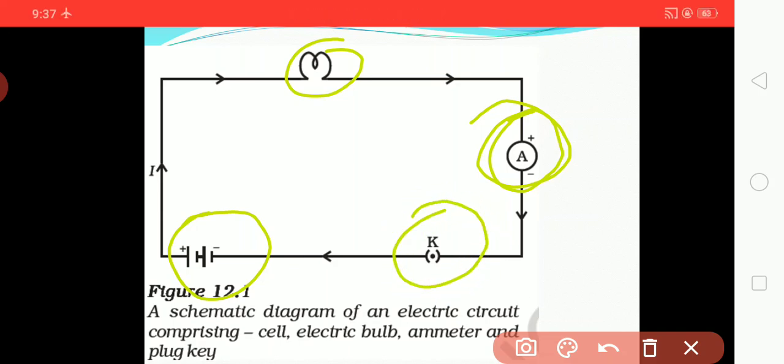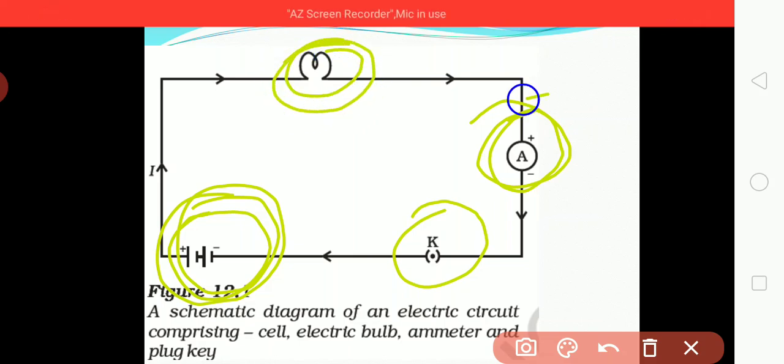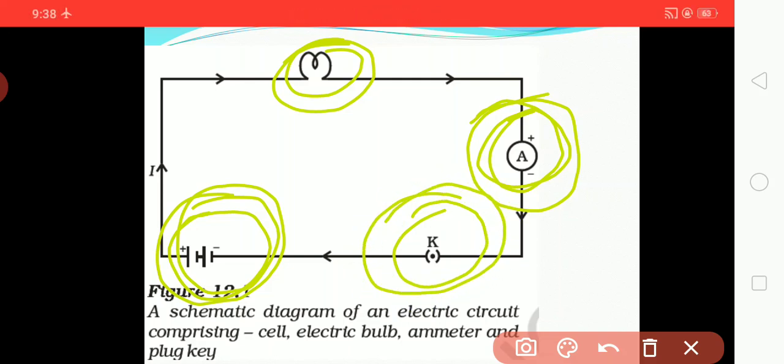Once again I am repeating. In the whole circuit there is a presence of a cell or a battery. This is the electric bulb. This is an ammeter, and this is a plug key. So in a circuit you can see there is a presence of a cell or battery, a bulb, an ammeter, and a plug key. From these the circuit is formed.